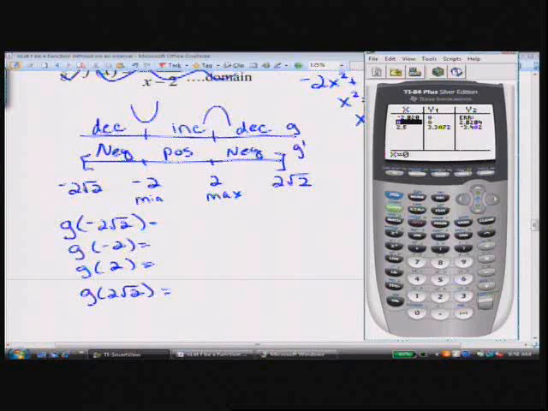So that's right. The derivative. Negative 2, it should give me 0 for y2, which it does, and then that's the original function value. And then 2 should also give me 0 for y2, which it does. And then 2 square roots of 2.